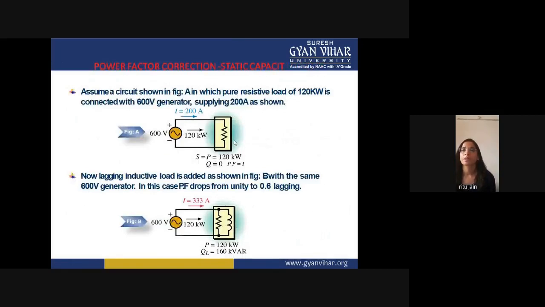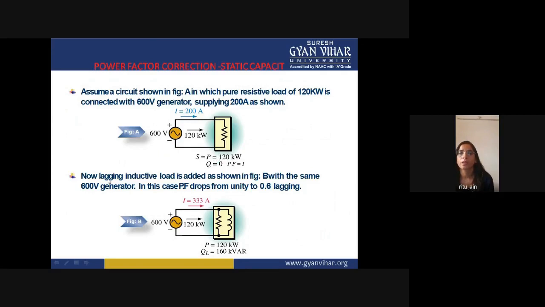For example, assume a circuit, shown in figure A, in which a pure resistive load of 120 kilowatt is connected to a 600-volt generator, supplying 200 ampere as shown. First calculate its apparent, active and reactive power. Because the load is resistive, S is equal to P, because the phase angle is 0 and cos phi is equal to 1. In this case, the apparent power will be equal to the active power and the reactive power will be 0. Now, the power factor is equal to 1.